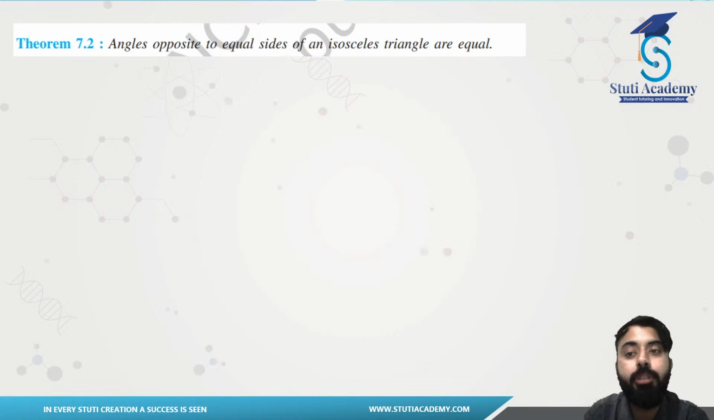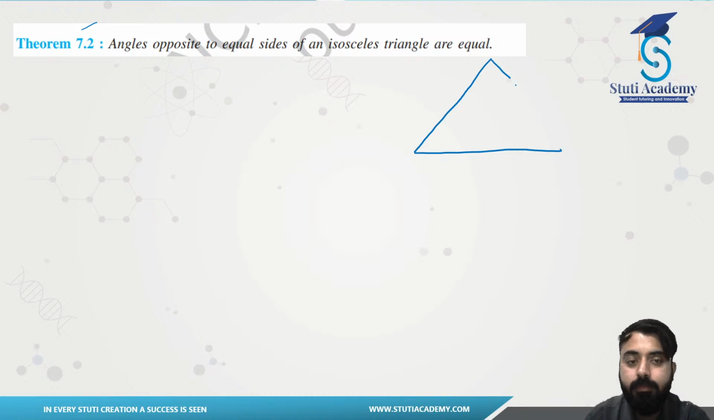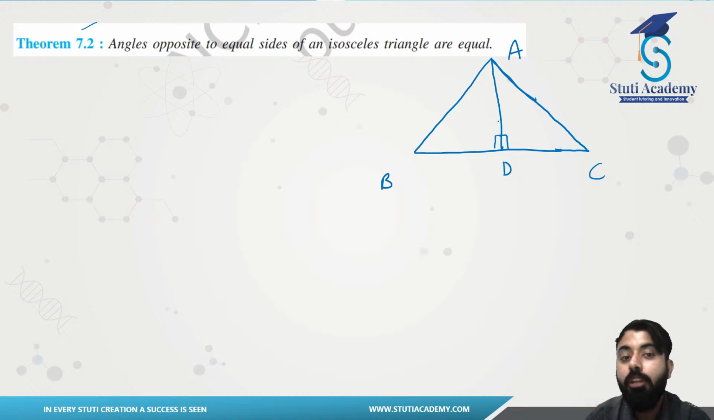So theorem 7.2, like I've already told you, angles opposite to equal sides of an isosceles triangle are equal. Now for this case, we have to do what? We have to start with this. So with this, let's see. Let's construct an isosceles triangle, pardon me. So this is an isosceles triangle ABC. Do what? Take an altitude AD. Now you guys know what an altitude is. That will be a perpendicular, right? This is your height.